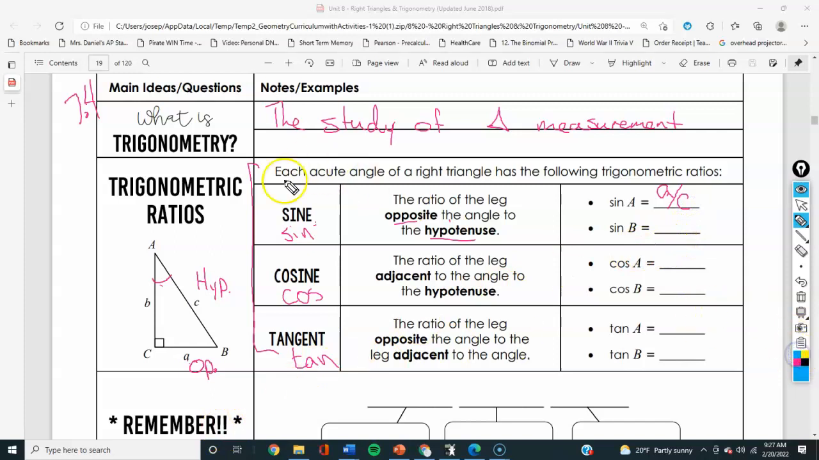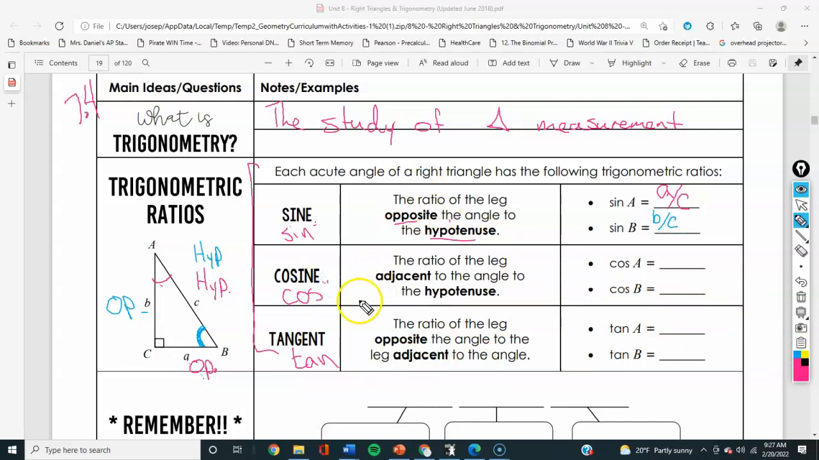Now be careful, because when I look at B, side A is not the opposite. This side is the opposite. This is still the hypotenuse. The opposite changes based on the angle you're looking at. Because when you're on opposite sides of the room, you're not touching that person. You're far away from them. So keep that in mind. Opposite is always the side not touching the angle. So for sine of B, our opposite is little b. Our hypotenuse is C.